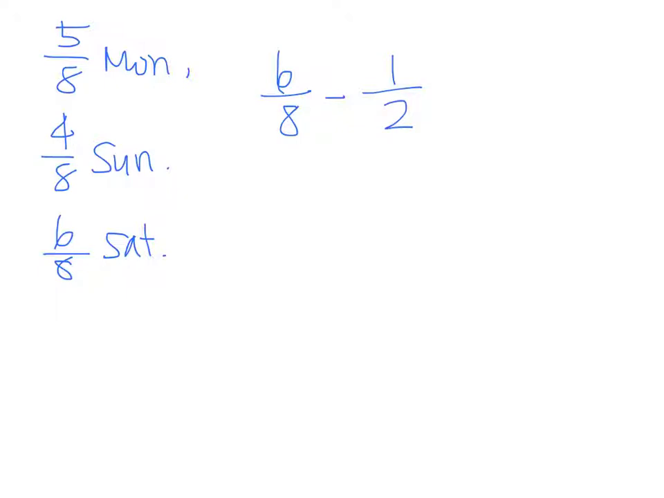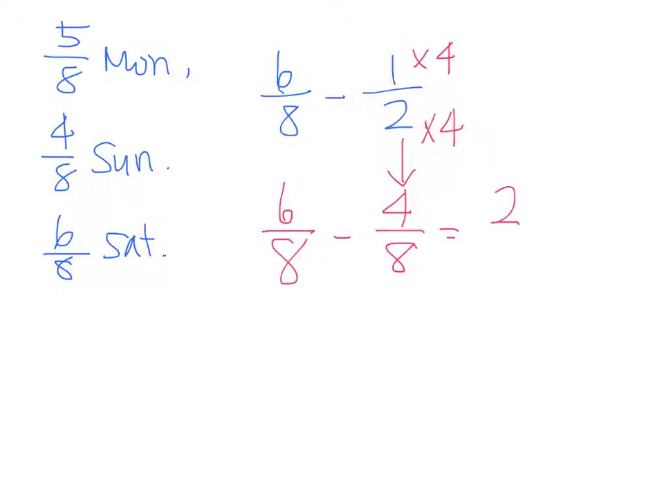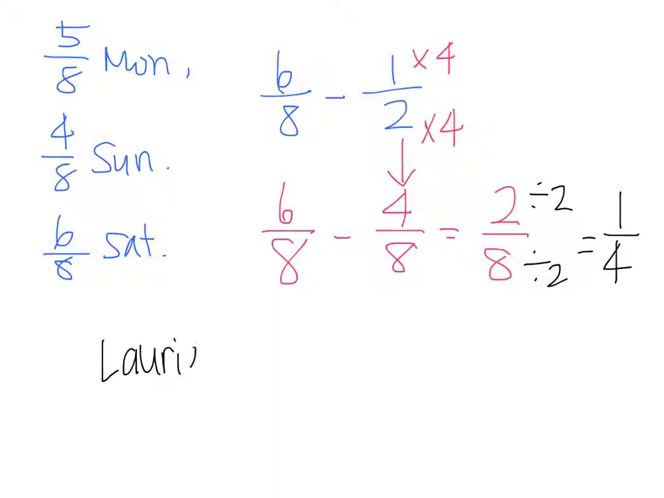Are the denominators the same? No, so we have to change it. What is a multiple of what? Mark: 2 times 4 equals 8. Yes, so 2 becomes 8, and you multiplied by 4 to do that. So 1 times 4 is 4, making my equivalent fraction 4/8. 6/8 minus 4/8 equals 2/8. Is that in simplest form? No. You can divide both sides by 2 to give you 1/4. So how much did Laurie ride on Friday? 1/4 of a mile. Laurie rode 1/4 mile on Friday.